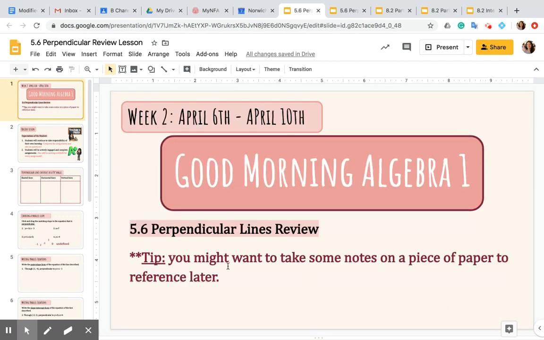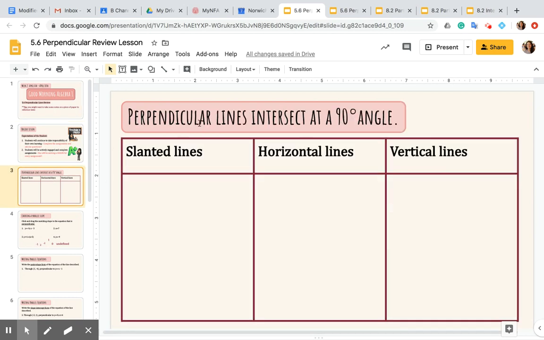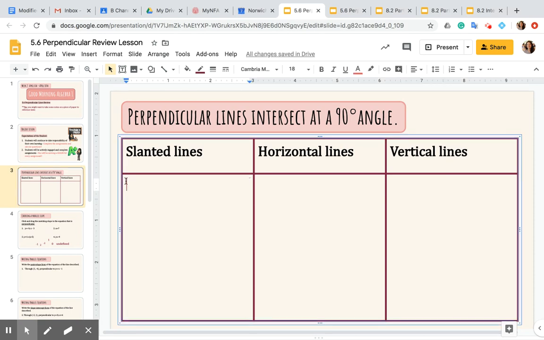Okay, so section 5.6 is parallel and perpendicular lines. We're going to talk about perpendicular lines today. As you might recall, parallel lines don't intersect. Perpendicular lines do intersect. They intersect at a 90-degree angle. So I created our table again, which we had last time, and I'm going to type in a few notes for the criteria that lines have to meet in order for them to intersect at a 90-degree angle. In other words, in order for them to be perpendicular.